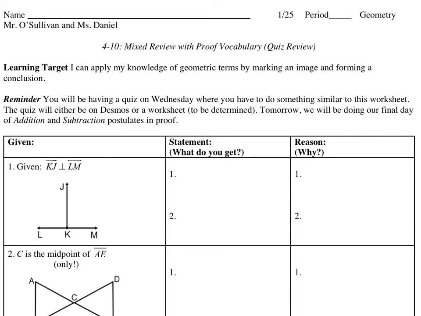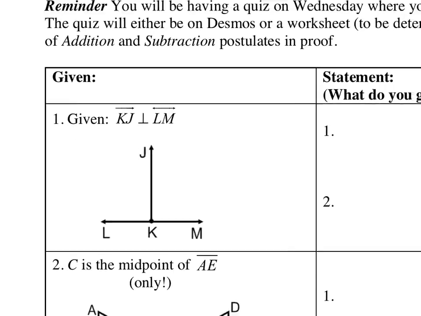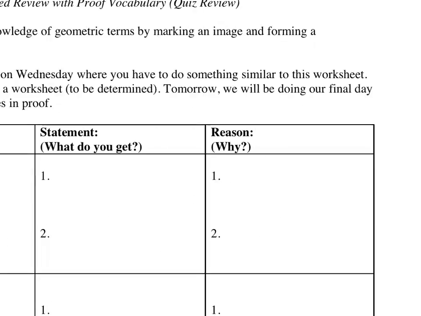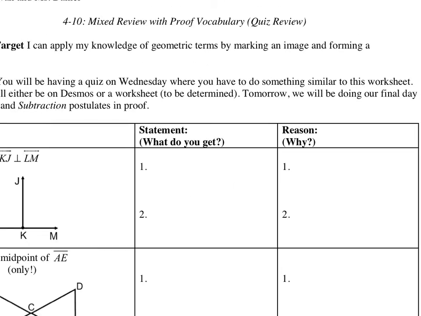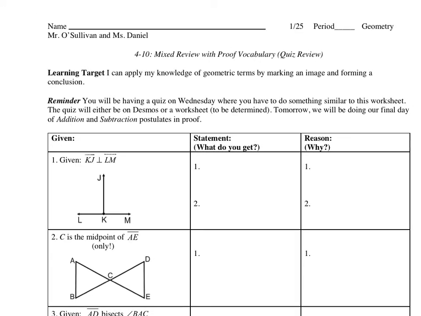Just as a reminder, you will be having a quiz on Wednesday. You'll have to do something similar to this worksheet. I'll be giving you a visual, you make some statements, and of course you write your reasoning for those statements. Tomorrow we're going to be doing our final day on addition and subtraction postulates and proof. So make sure you attend the Zoom, that way you can really understand what we're doing with addition and subtraction. Then Wednesday you have your quiz, and then on Thursday and Friday we have our pause. So those who are in danger of getting an NX for the semester, you need to attend the pause.